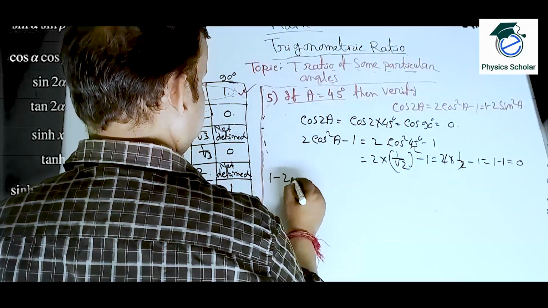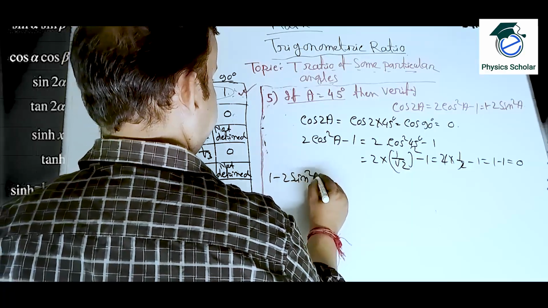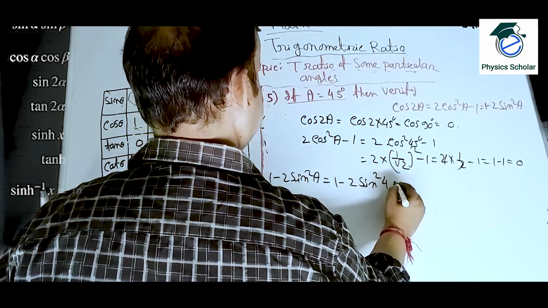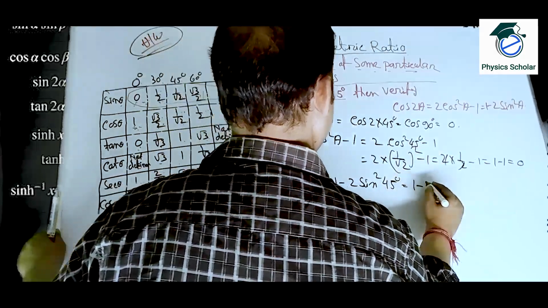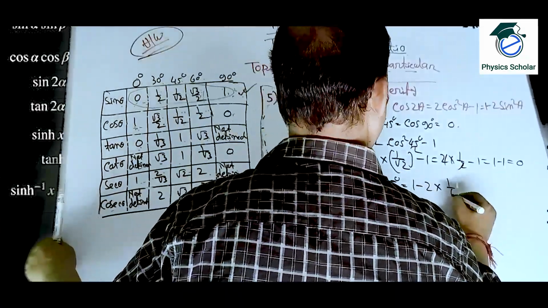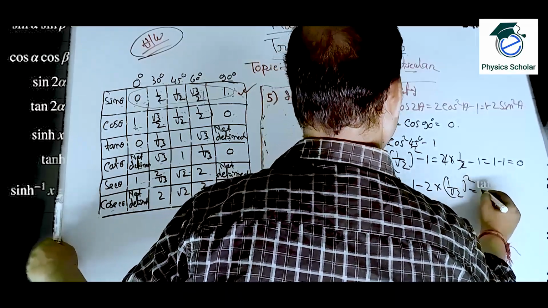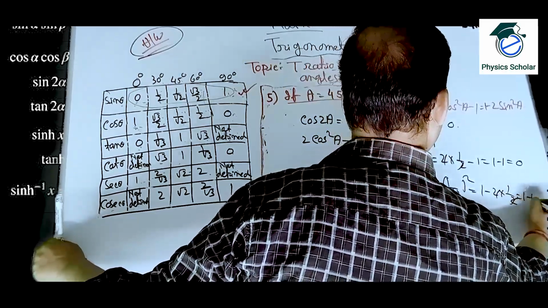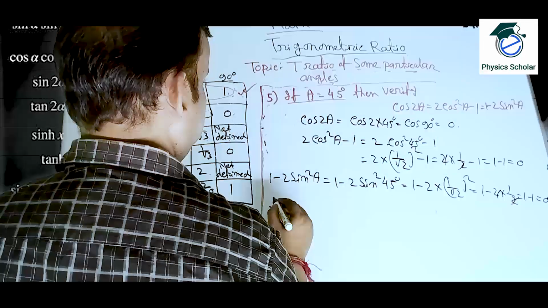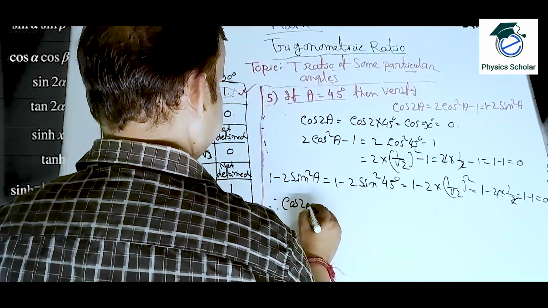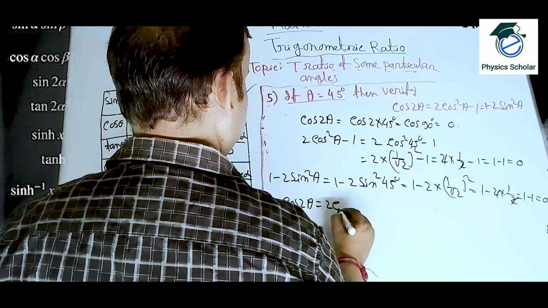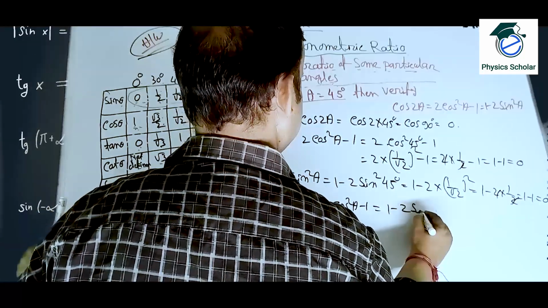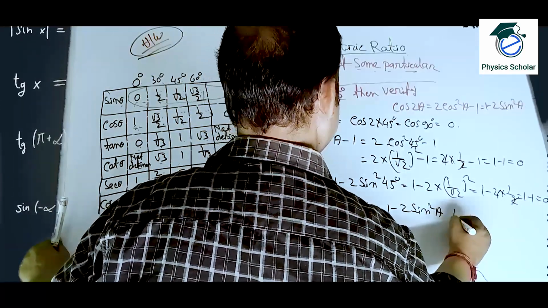Next is what? 1 minus 2 sin square A. 1 minus 2 sin square 45 degree. 1 minus 2 into 1 by root 2 square is equal to 1 minus 2 into 1 by 2. 1 minus 1 is equal to 0. That's why what we can write? Cos 2A is equal to 2 cos square A minus 1 is equal to 1 minus 2 sin square A. Proved.